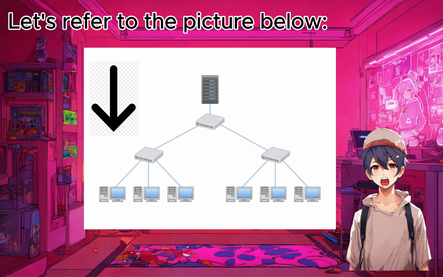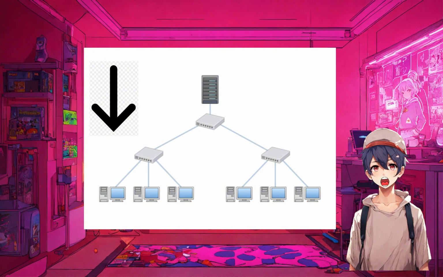Data from the server flows downwards through the switch and then to the connected devices. For example, a device requests data from the server. The server sends it to the appropriate switch, then forwards it to the requesting device.